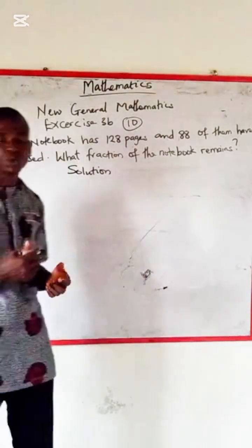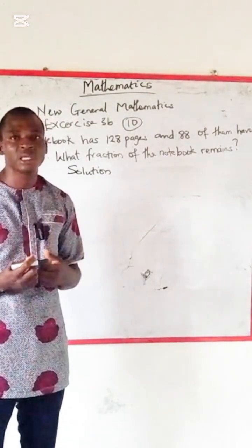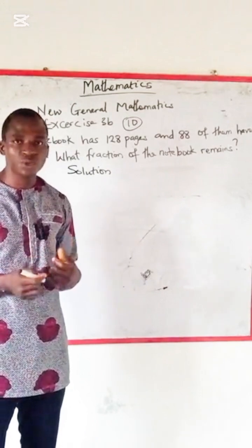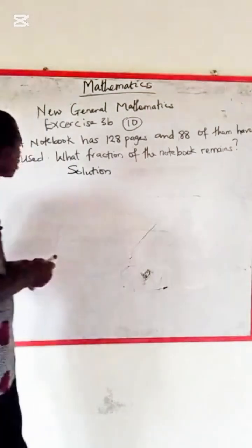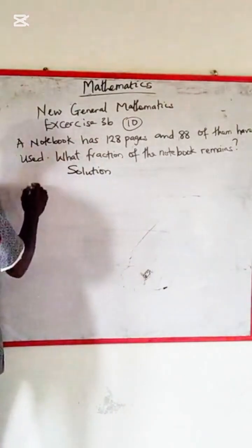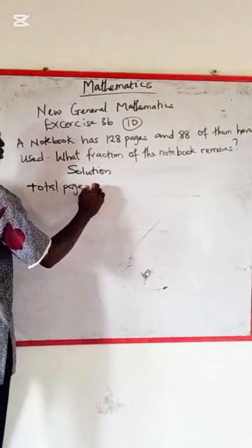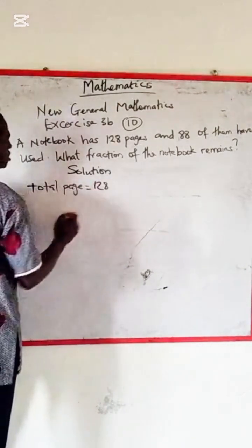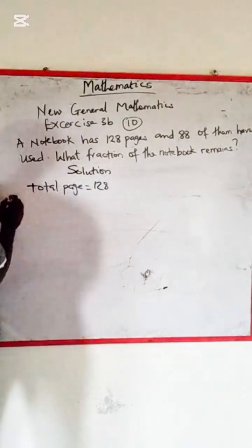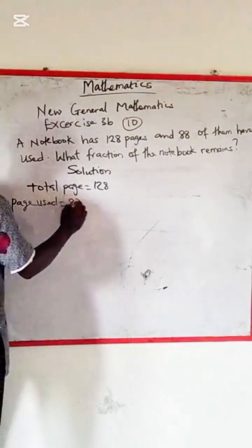I talked about this when I was discussing the relationship between probability and fraction. If you check my video, you have it right there. Now let's go by what we have on the board. The total page is equal to 128. This is the first thing you need to know. Then the page used is equal to 88.